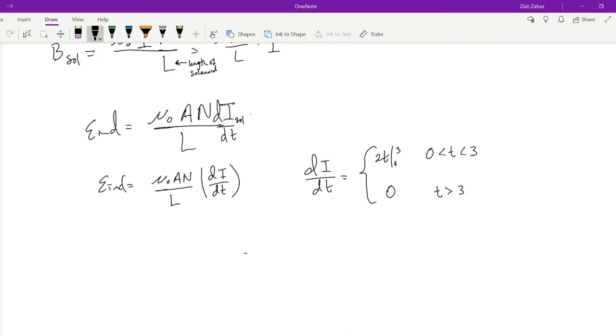All right, so now let's just plug and chug. Mu naught is permeability of free space, 4 pi e negative 7. A is the area, which is pi times r squared, 0.01 squared. It was 1 centimeter. Times N, there were 1,000 loops. Divide by the length, it was 20 centimeters, so 0.2.